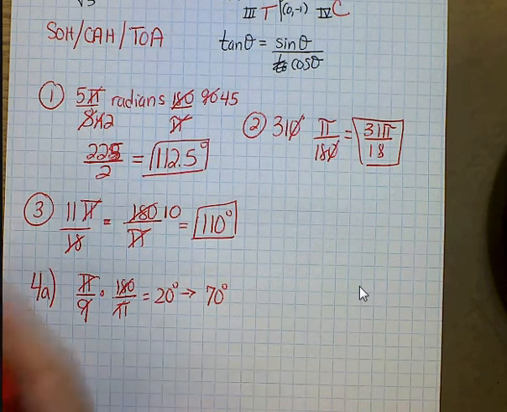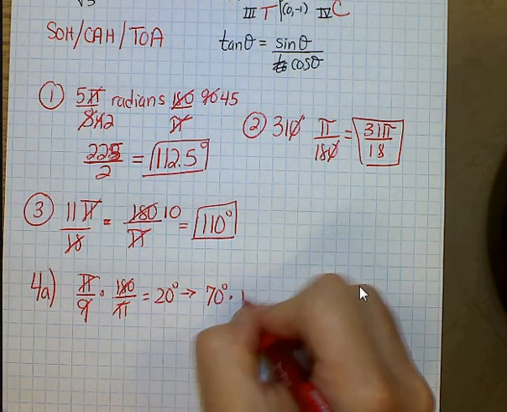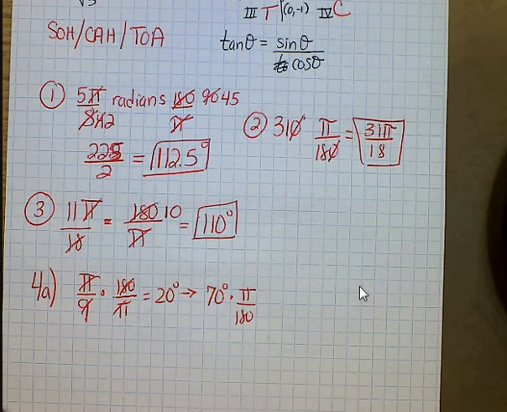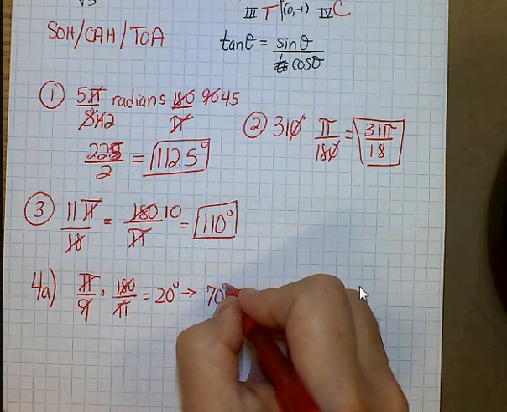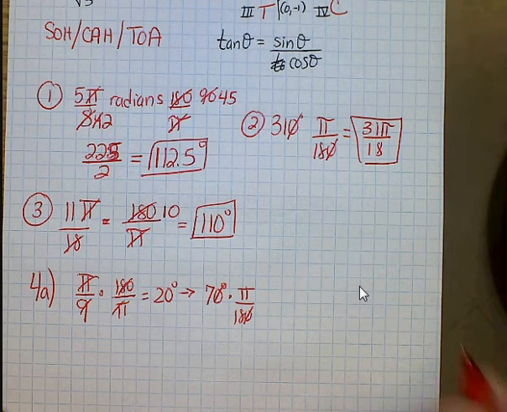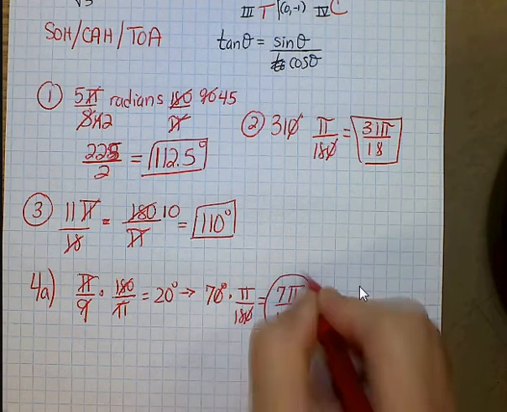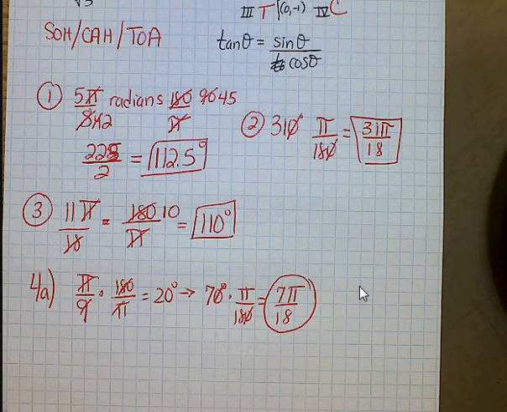Some of you stopped there and you lost a point. You lost half credit. You've got to multiply this back by pi over 180. These were worth 2 points. So the tens will cancel. Nothing else will cancel. 7 pi over 18 is going to be your final answer.